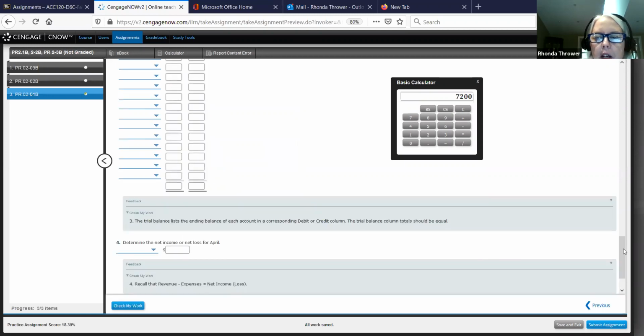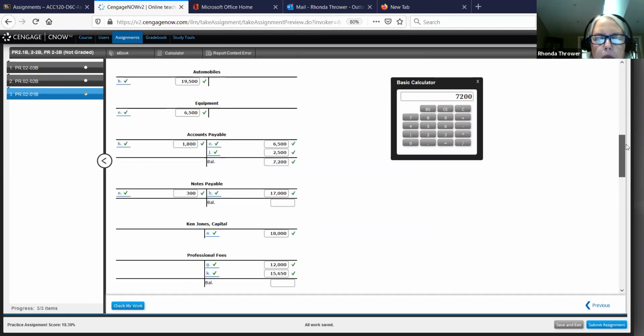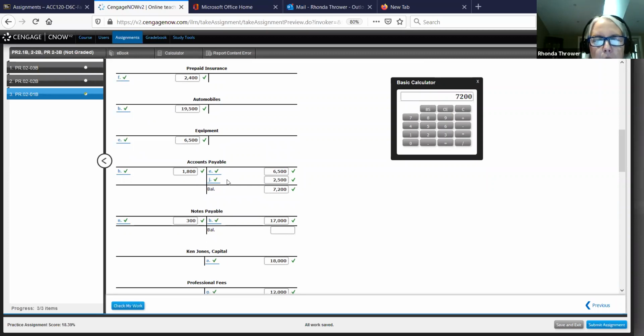Be sure and check your work here because you've got to have your balances correct before you move on. So my two credits to accounts payable, which is a liability, the credit side is the increase side. I subtract my debit from it, and what's left over is 7,200. So what we're really saying is that we owe at the end of the accounting period, at the end of April, we owe $7,200 to our suppliers.